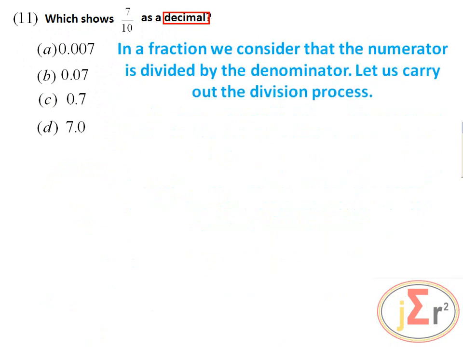Decimal. In a fraction, we consider that the numerator is divided by the denominator. So let us carry out the division process. We are attempting to write 7/10 as a decimal. On this occasion, we are making use of the fact that in a fraction, we may treat the numbers as if the numerator is divided by the denominator.